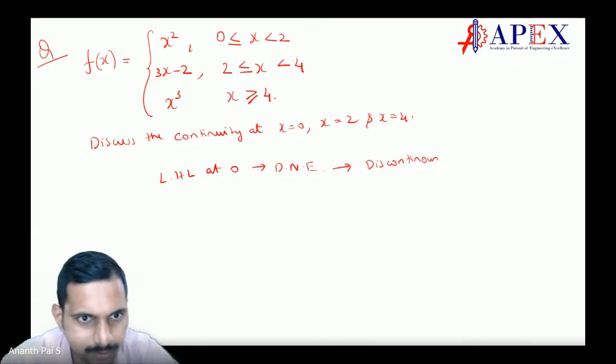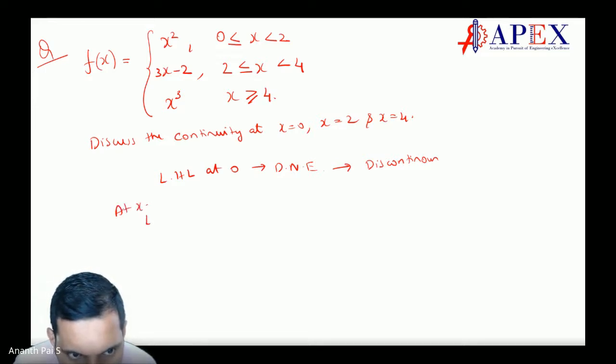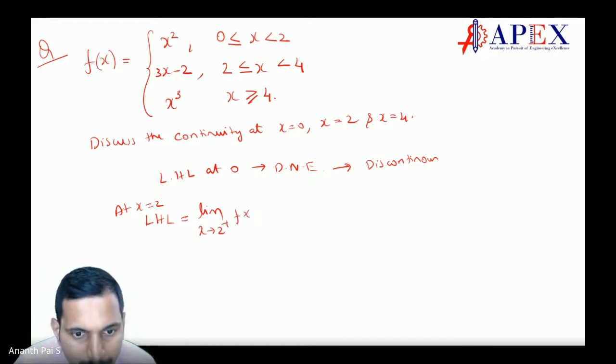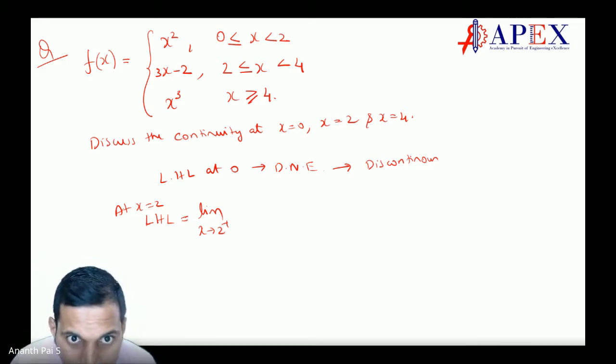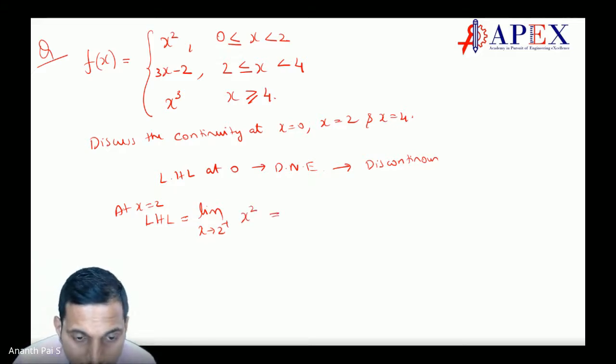Sir, I'm getting discontinuous at x is equal to 2. What mistake? Let us check. Don't worry, mistakes happen. So let us take the left hand limit at x is equal to 2. What is the left hand limit? It is the limit as x tends to 2 minus of f of x. What is that f of x for x less than 2? It is x square, correct? So what is x square?